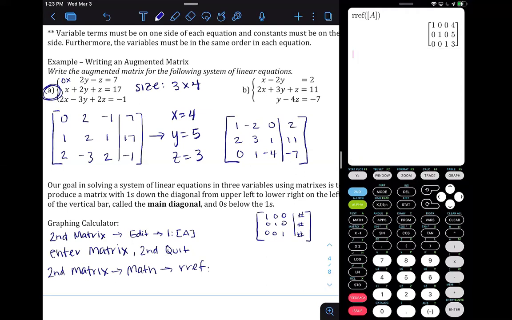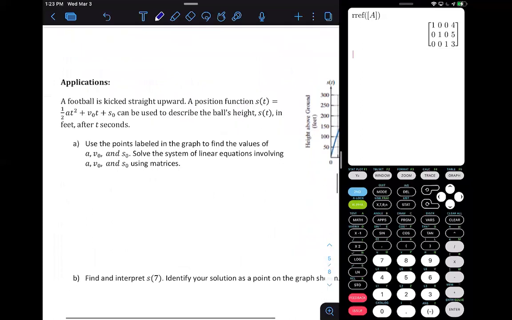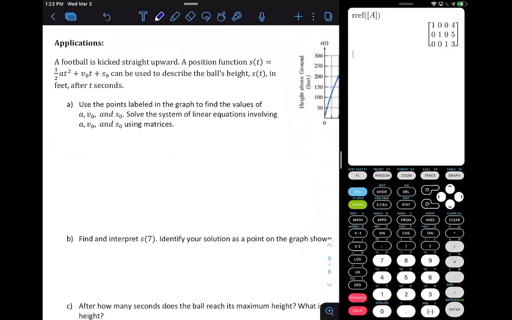Questions with that? So what we're going to be focusing on today is applications and then having the calculator do the work for us. If you don't have a graphing calculator, I have another way you can do this. We can talk about it afterwards.